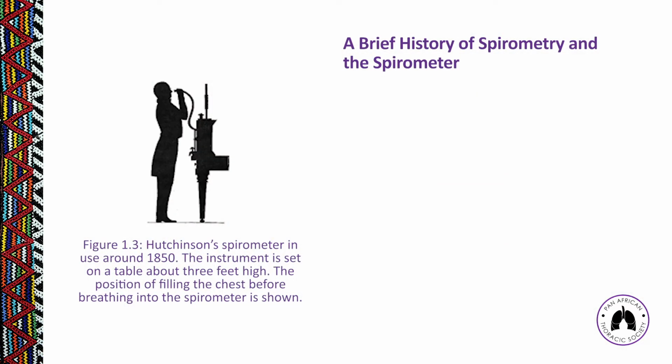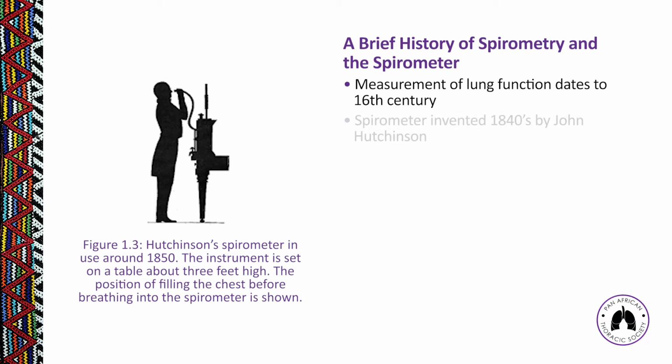Let's look at a brief history of spirometry and the spirometer itself. So, whilst the measurement of lung function dates well back to the 16th century, at which stage the first measurements of lung function were when people tried to blow into, for example, a cow's bladder or a cow's stomach to see how large it could get. It was only really in around about the 1840s that the spirometer was originally invented, and that was done by an English surgeon by the name of John Hutchinson.